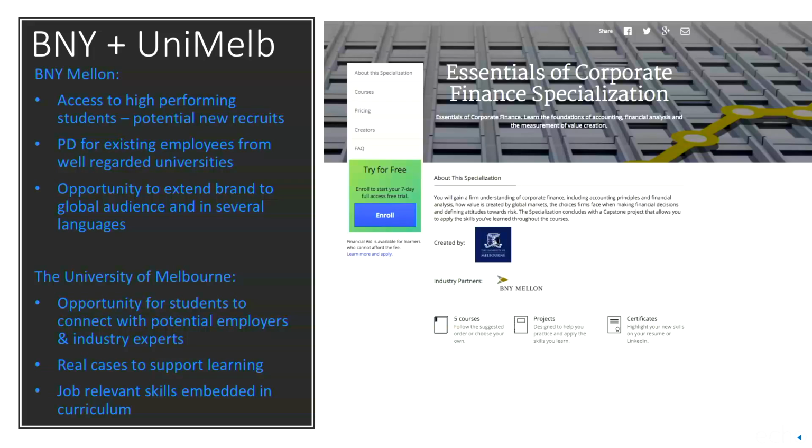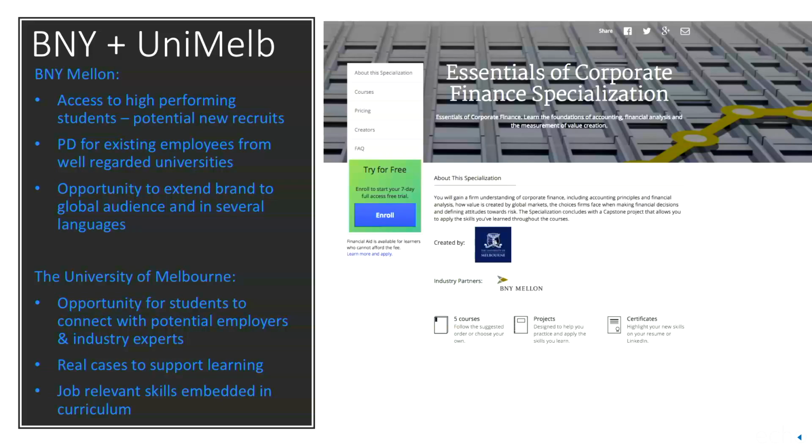From BNY's perspective, they had the opportunity to get access to high-performing students who may potentially become employees for the company, so a pipeline. They didn't know whether it would happen, but it has happened. So for companies, this partnership created a recruitment opportunity. One of the other benefits was that existing employees could get access to the courses, and so the material developed could be repurposed within the company to upskill or provide training for existing or new staff.